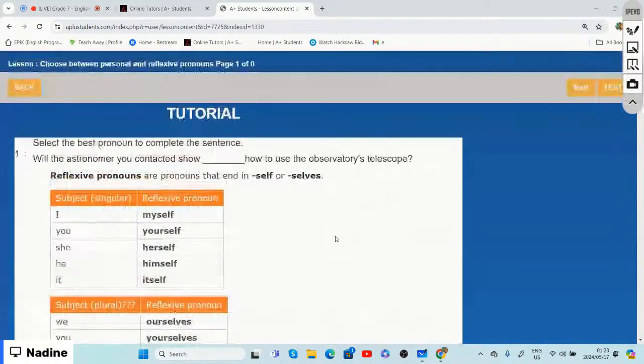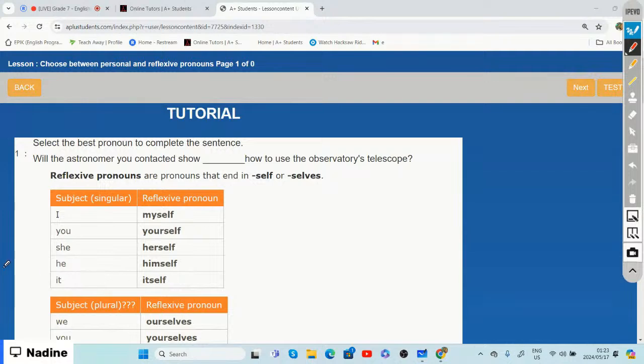Okay, so we will then say, will the astronomer, right? So the astronomer is coming. So now we need to know, will the astronomer you contacted show you how to use the observatory telescope? Right? So you, which means that it's a personal pronoun, because it's not referring back to the astronomer, but it's referring to the next person, which is you.